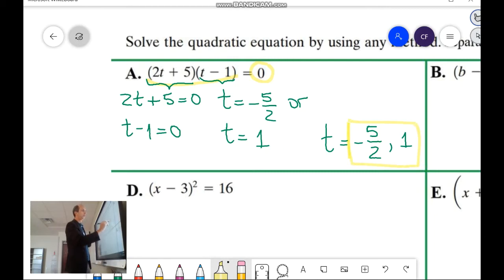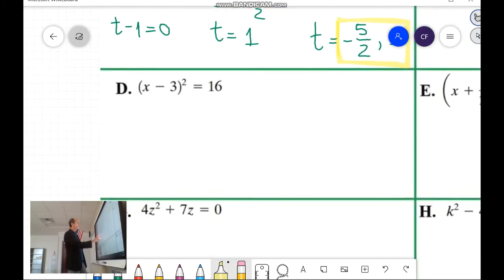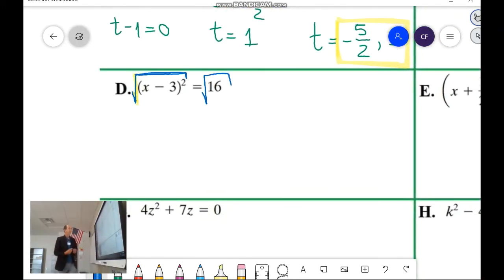So we're not using the quadratic formula, but we could use it. In this situation it's quicker and easier to apply a different method, the zero product rule. Check this other one, letter D. We can apply the square root property. And don't forget to have negative or positive on the other side, right?